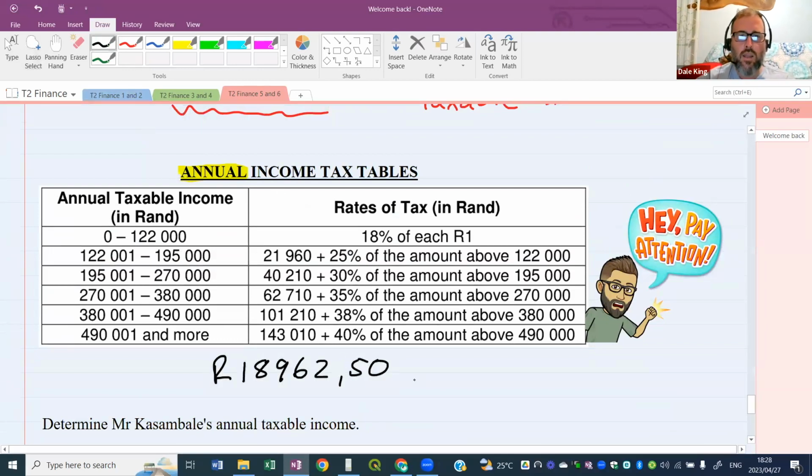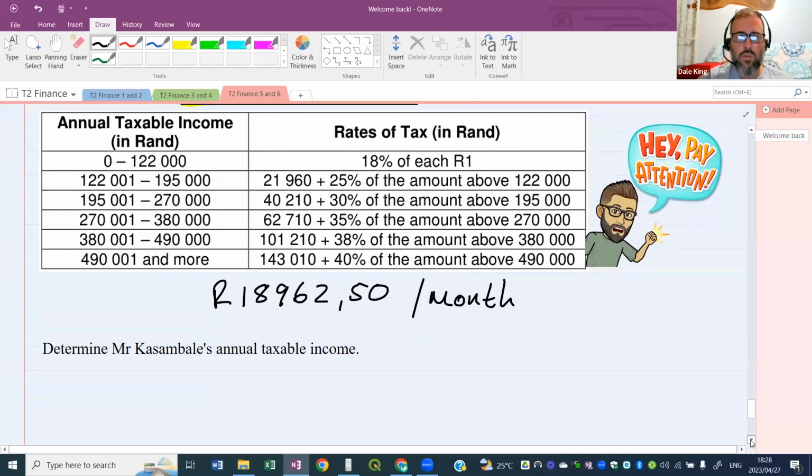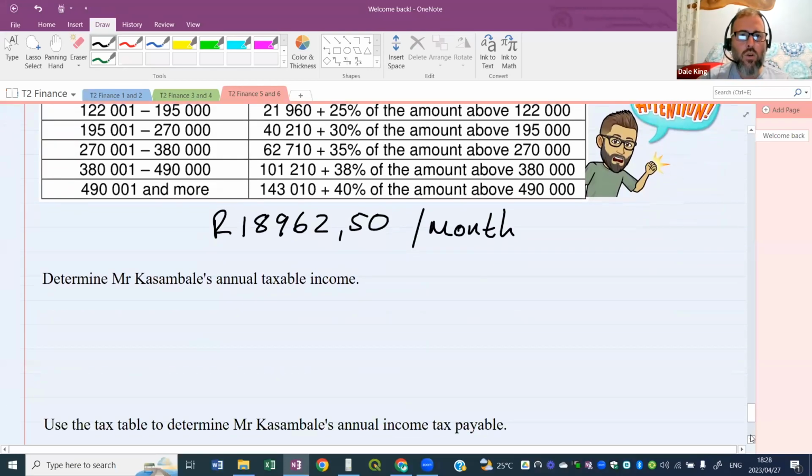All right. I'm going to say per month. So he gets taxed on 18,962.50 a month. But we need an annual taxable income, so you guys can do the calculation. I'm sure the answers are already popping out there. There we go. There's the first one. All right, good stuff.